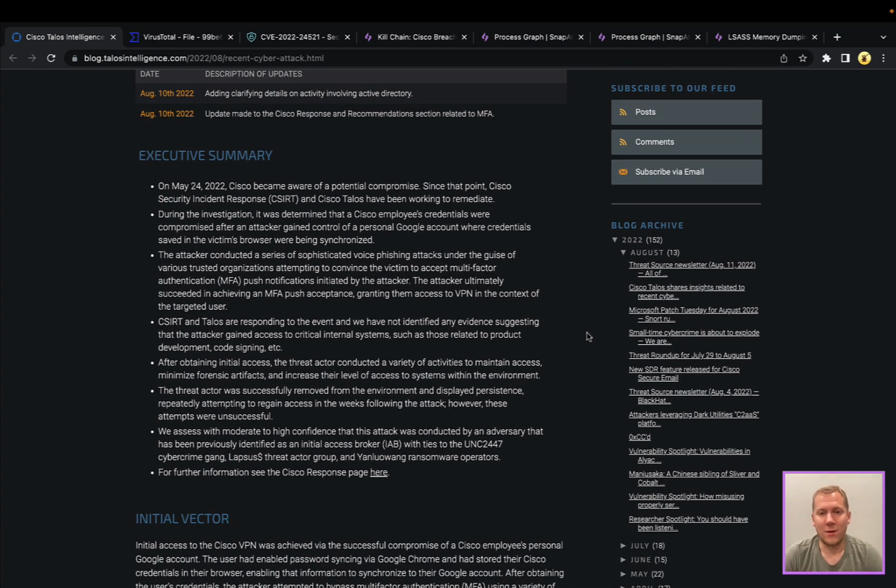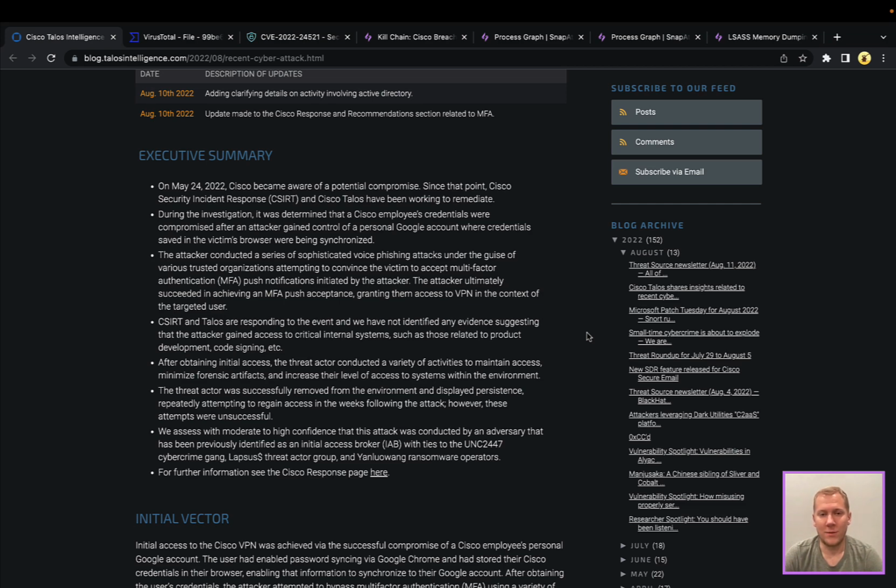Again, I can imagine a lot of security operations centers, a lot of analysts going around right now, their CISOs wondering, hey, if this happened to Cisco, could this happen to us? I think this is really critical to talk about, because obviously a large organization like Cisco has a lot of security controls in place, and there were a lot of things that happened in order for this attack to happen.